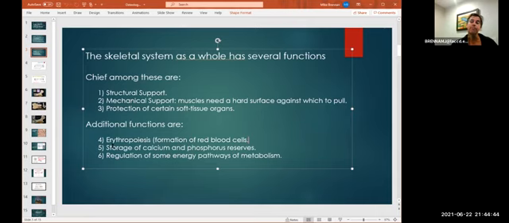We can rob the bones of calcium, mainly, and phosphate to keep the heart and the nervous system working properly. Number 6, regulation of some energy pathways of metabolism, possibly some fat burning metabolic pathways.